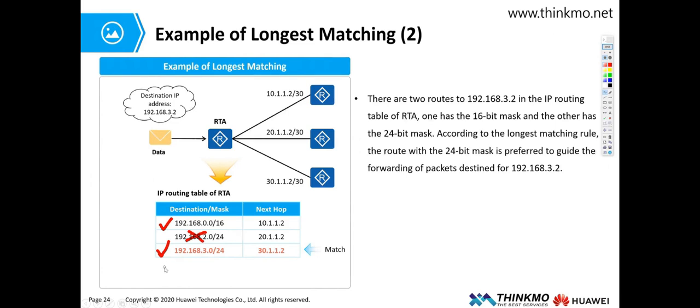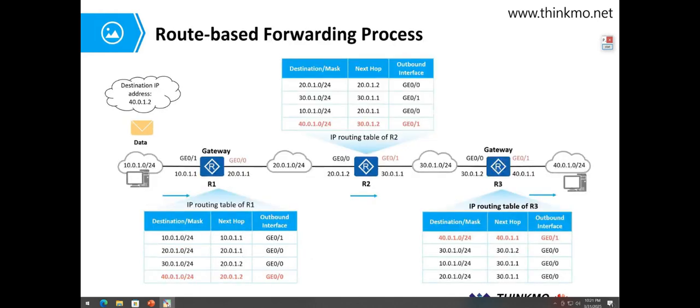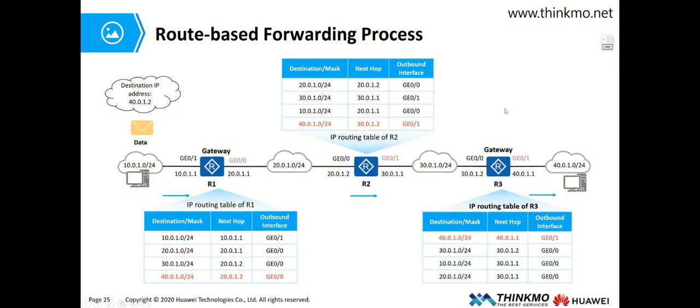Therefore, we will forward to the next hop, which is the device at 30.1.1.2 to help us forward the traffic. Now, in this process of routing and forwarding, each device actually needs to check its own table. For example, in this scenario, I have a host with a computer here, and it wants to reach the destination 40.1.1.2. It will send the request to its gateway.